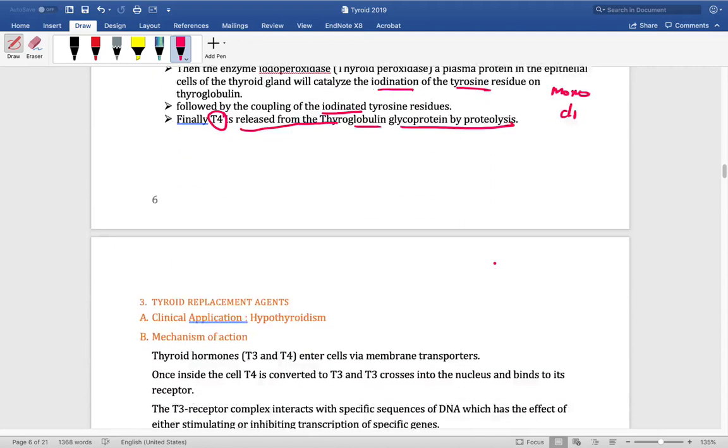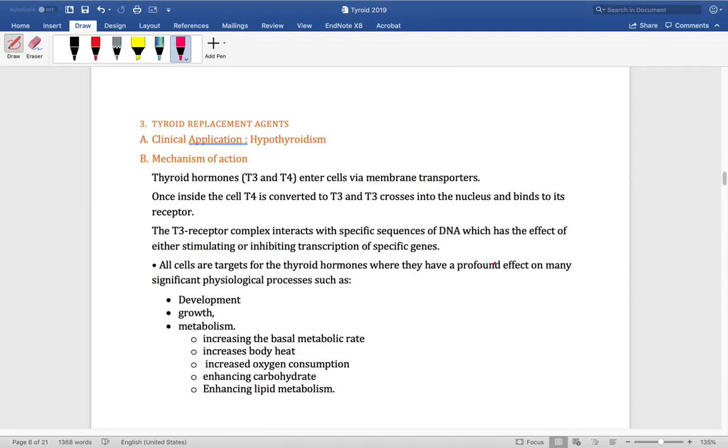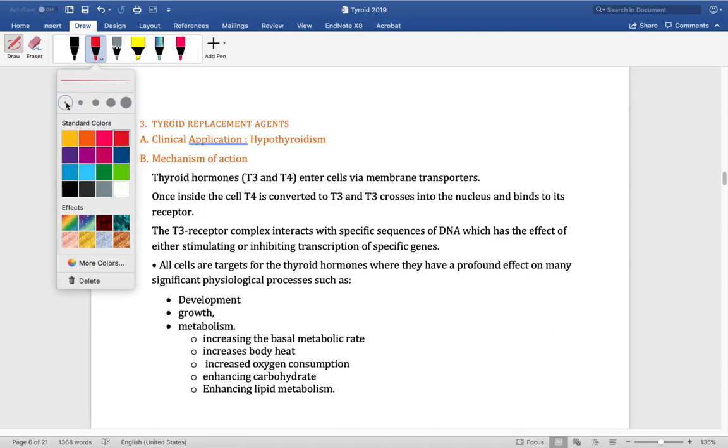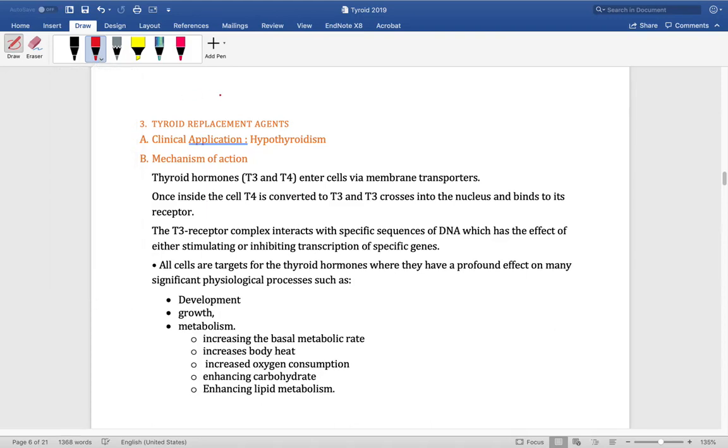Okay. All right. So let's look at thyroid replacement agents here. In cases where the thyroid is not making enough T3 and T4, we are going to have to use thyroid replacing agents. Let me change, I want a smaller pen here. Now, those agents are going to be used for the treatment of hypothyroidism.